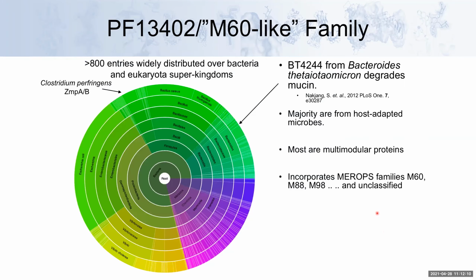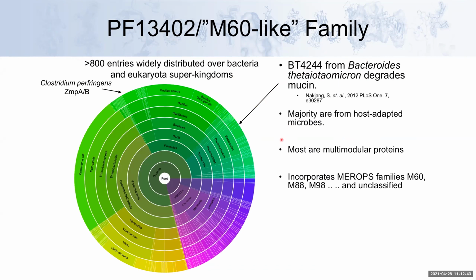And so around the time that we had a pretty good grasp on what those particular enzymes did, a group in the UK published a paper on BT4244 from Bacteroides thetaiotaomicron, which degrades mucin. And the real crux of this paper was defining this really large family of related proteins. So it's PFAM 13402, or the M60-like family. I think it's been renamed as Peptidase M60 now. But suffice it to say, there's a lot of entries, and our proteins fell into this family.